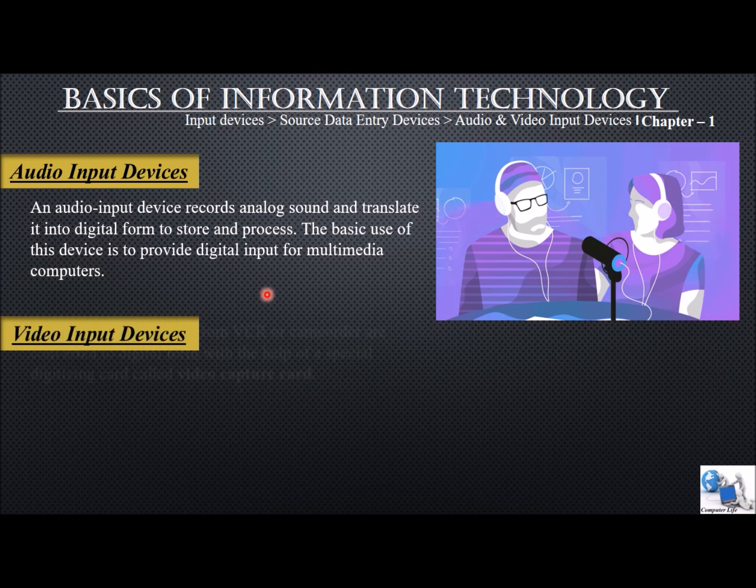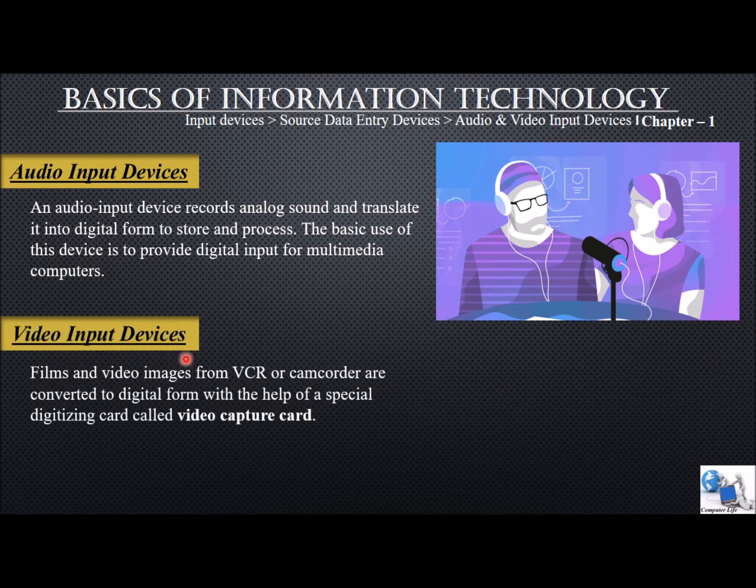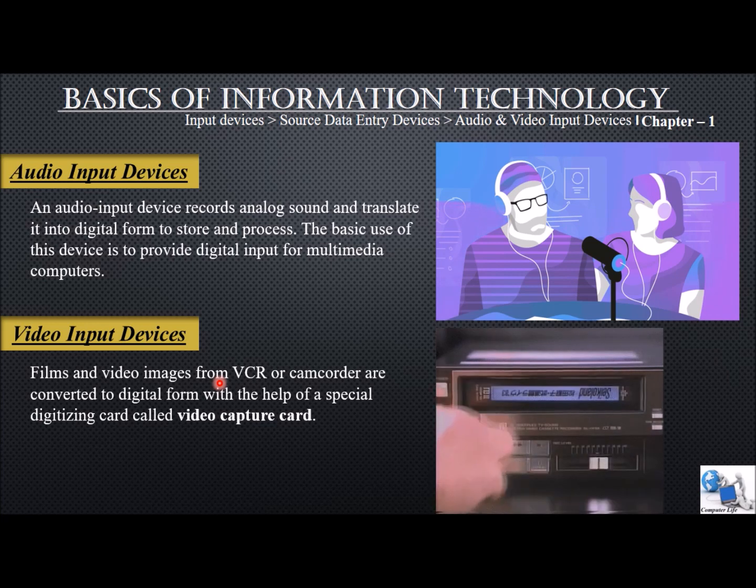The next is video input devices. Films and video images from a VCR or camcorder are converted to digital form with the help of a special digitizing card called a video capture card. Through this card, we can capture the video and we can record the live sessions easily. Through this device, we can record audio also. So video input devices not only record our visual transmissions but also record our voices.